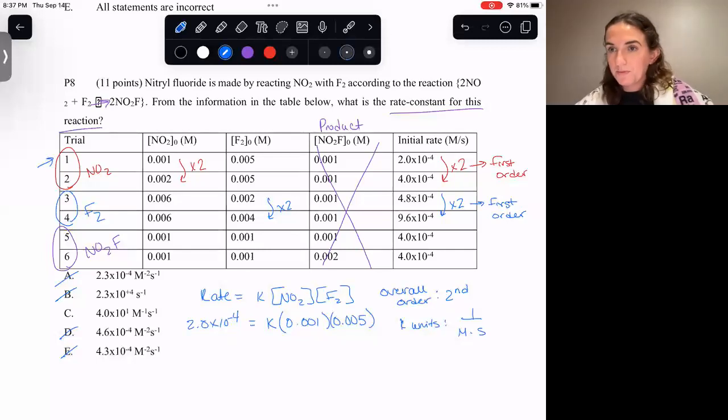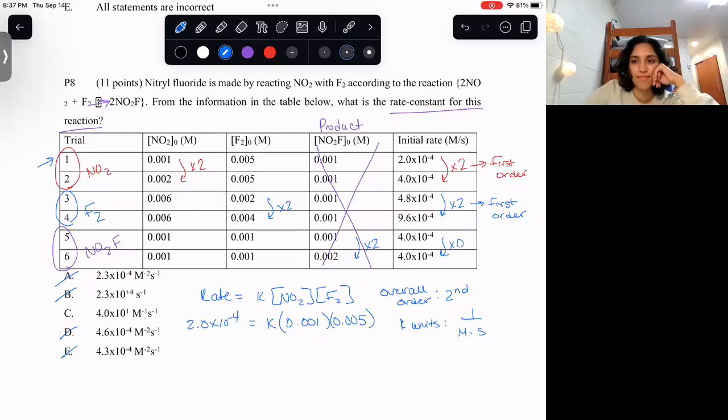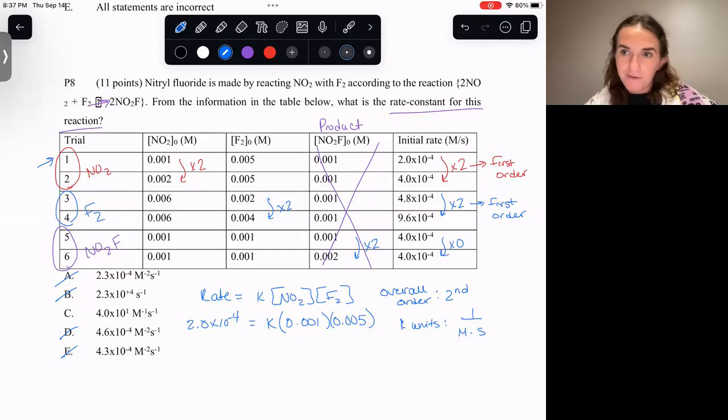Yep. If you wanted to check that, for this one you would use trials 5 and 6. This goes up by 2. This goes up by 0. So it's technically order 0, and it would cancel out. It would just be 1 in your rate law anyways, and it wouldn't even matter.